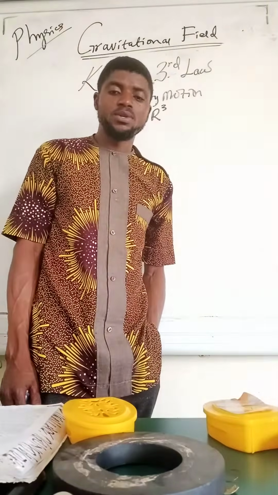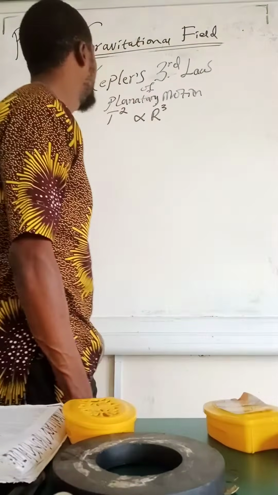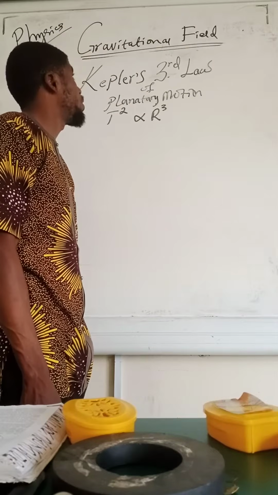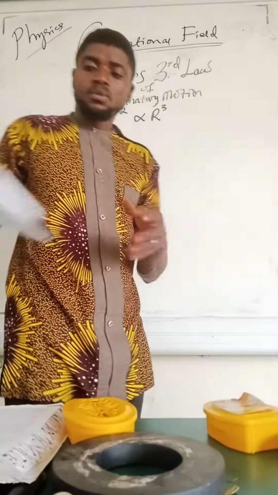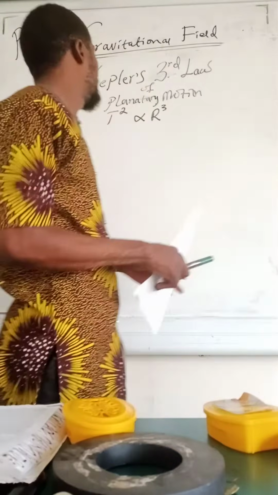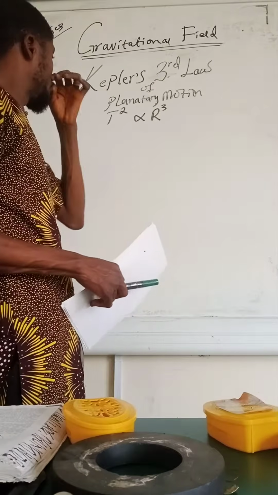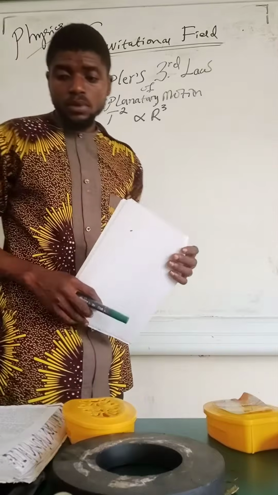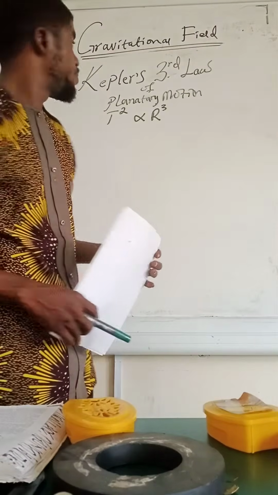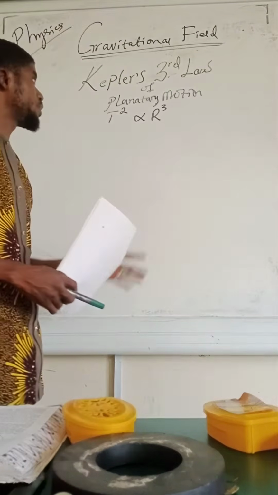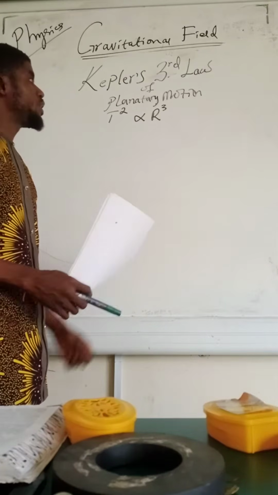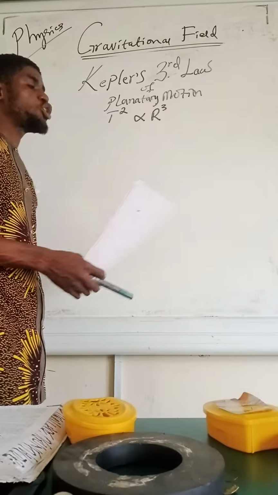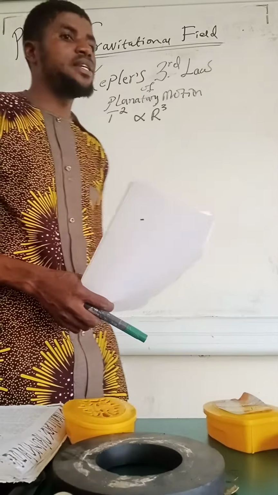In today's video, we're looking at how to derive Kepler's third law of planetary motion. The law states that the square of the period of revolution of planetary bodies is directly proportional to the cube of their mean distance from the sun.